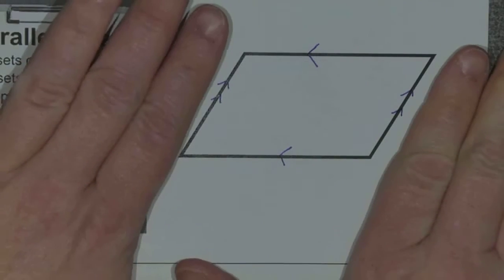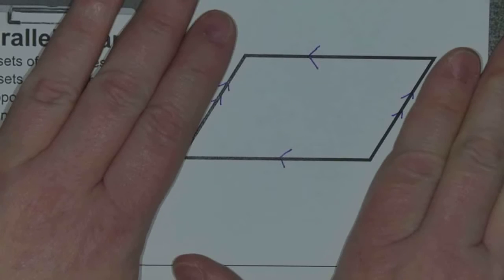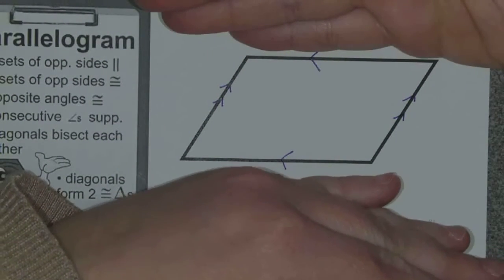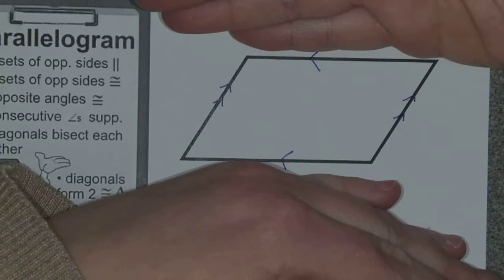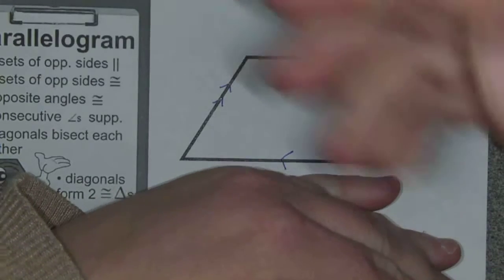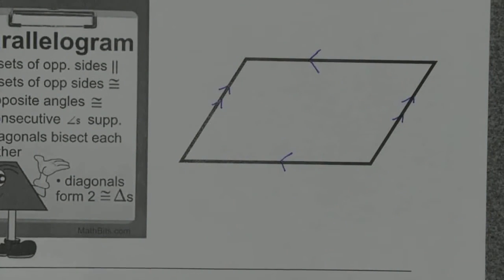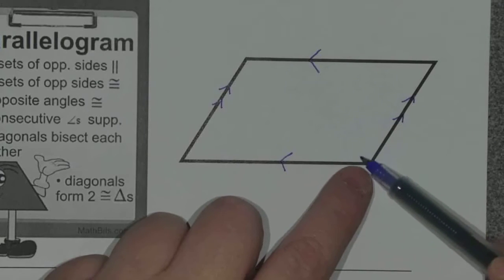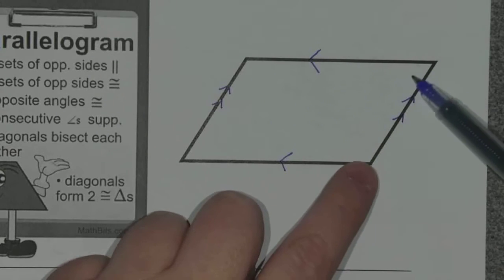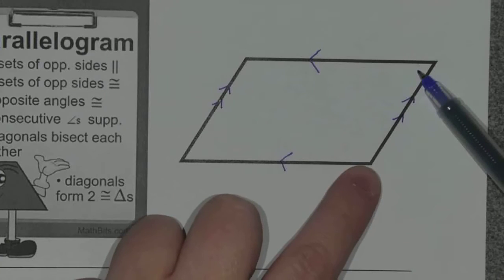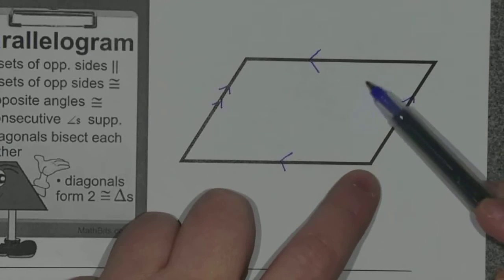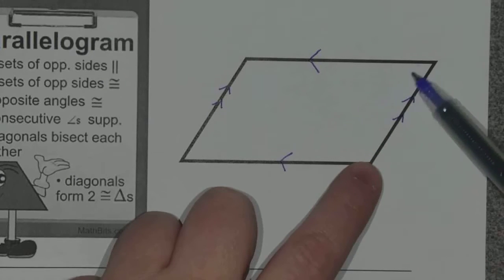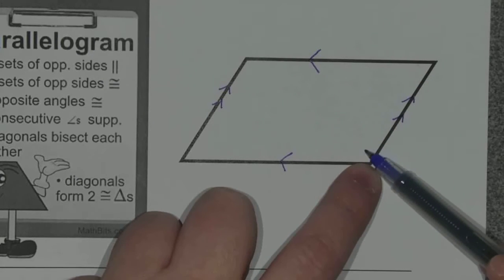So really what I have here is two parallel lines this way, cut by two transversals this way, right? But those transversals happen to be parallel. So if you think about it as two parallel lines cut by a transversal, what do you know about this angle and this angle right here? Do you know what kind of angles they are? These would be called consecutive interior angles, right?